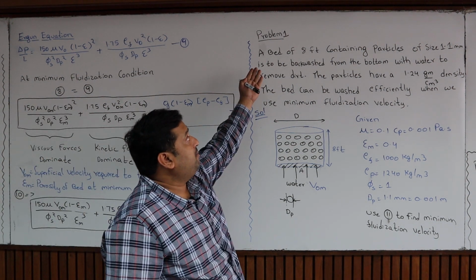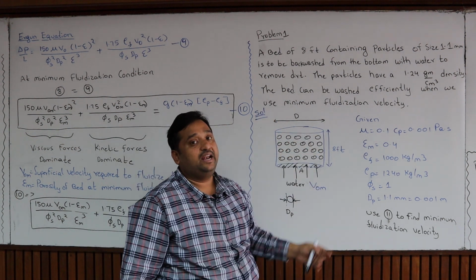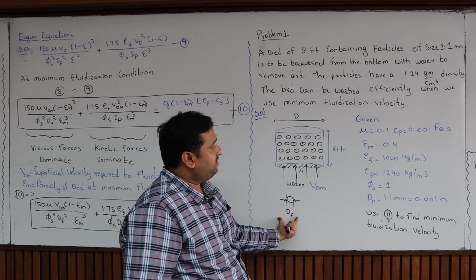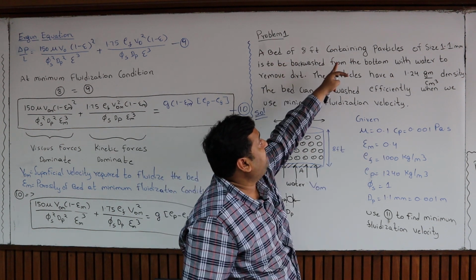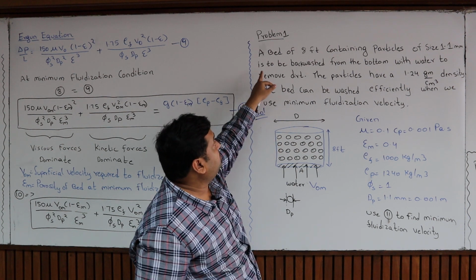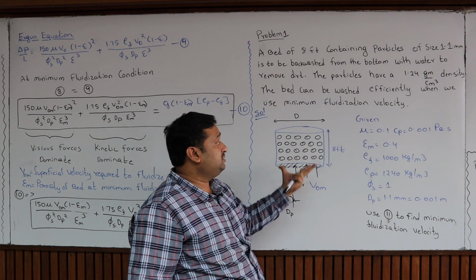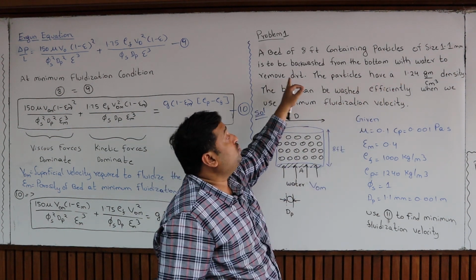Now the problem. Imagine the bed having 8 feet in length, and let me read it out: the bed of 8 feet containing particles of size 1.1 mm is to be backwashed. That means this bed has to be backwashed with water to remove the dirt.